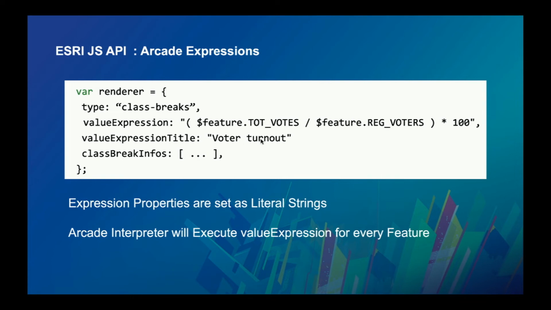So here's an example of a pretty straightforward common renderer, a class breaks renderer, where you want to just visualize the voter turnout, let's say. The way that we reference Arcade expressions in JavaScript is always as strings, and you can just pass in your expression as a string, and it's usually in a property called value expression. So without Arcade, you would typically pass in a field name, maybe a normalization field in the renderer. Here you don't need any of that. You just pass in value expression, put in your Arcade, and then it will render.